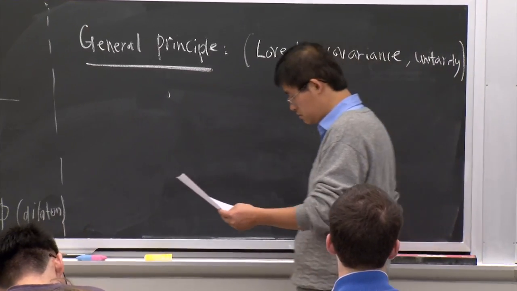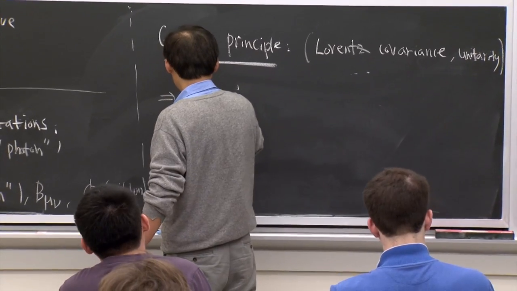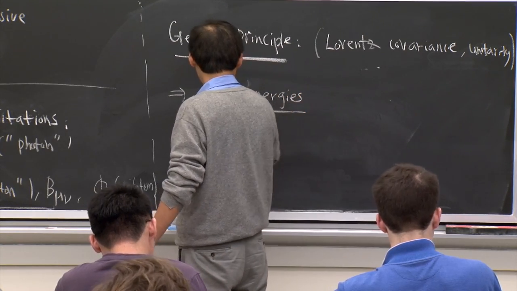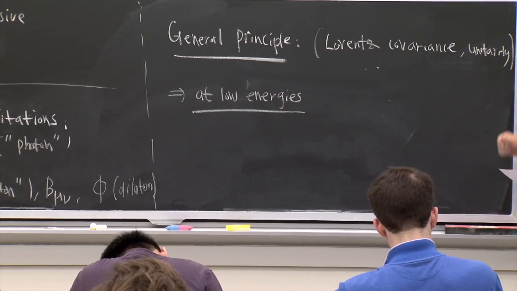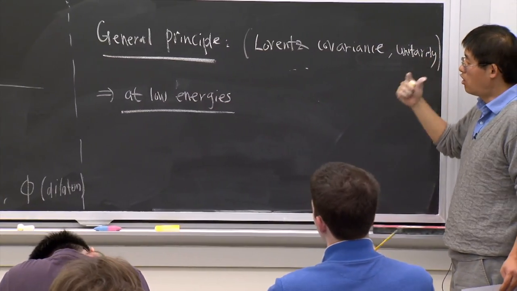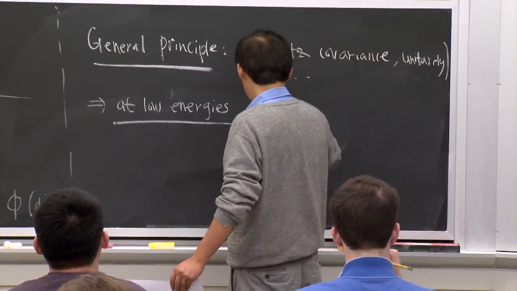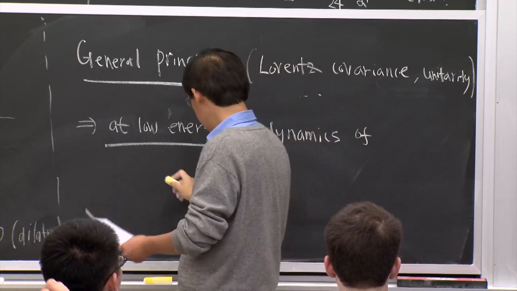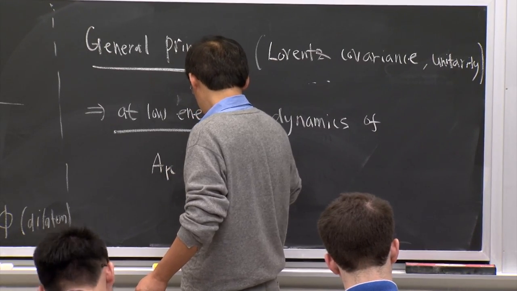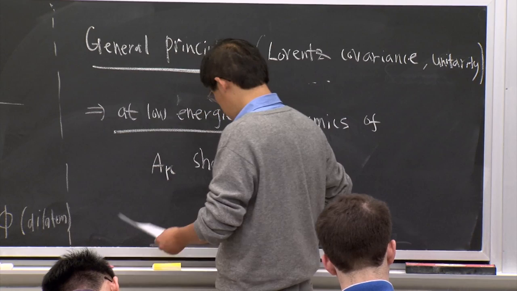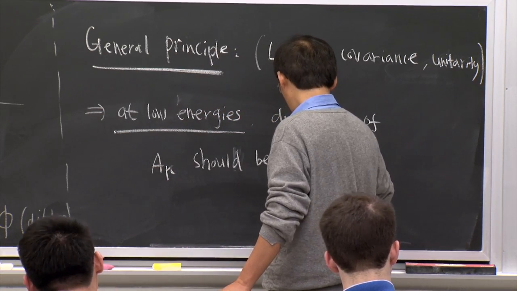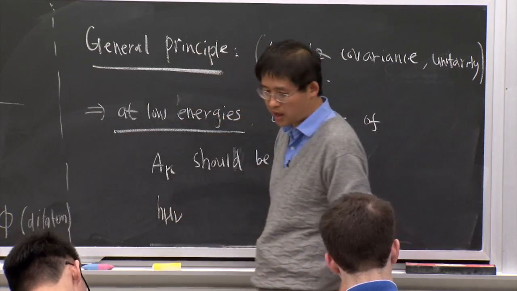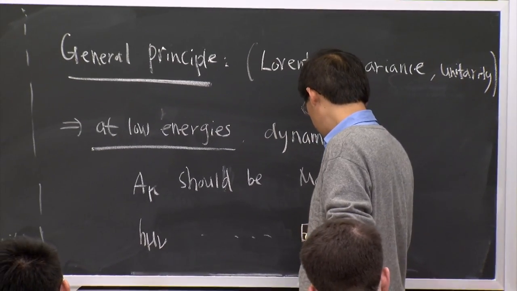Just based on those general principles, one can argue that at low energies the dynamics of any massless photon, massless vector field, should be Maxwell. And for the graviton, for the massless spin 2 particle, it must be Einstein gravity.